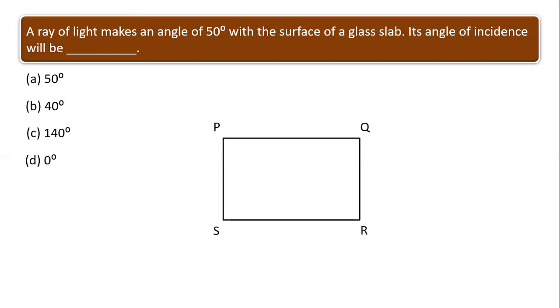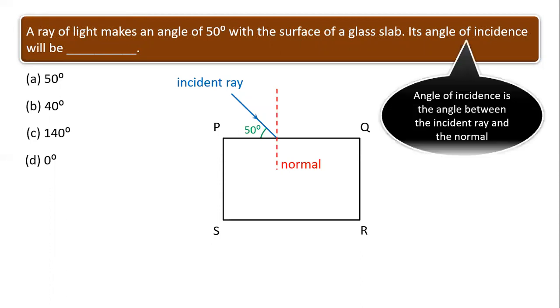We are talking about a glass slab, and there is a ray of light which is making an angle of 50 degrees with the glass slab. So the angle between light and the glass slab is 50 degrees. But hello, the angle of incidence is the angle between the incident ray and the normal. So here the angle of incidence is going to be this angle. So if the angle between the incident ray and the glass slab is 50 degrees, definitely the angle of incidence will be 40 degrees. So the correct answer here is 40 degrees. Was that very interesting, students?